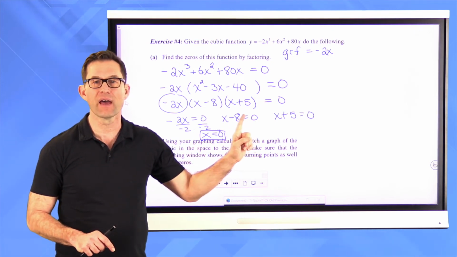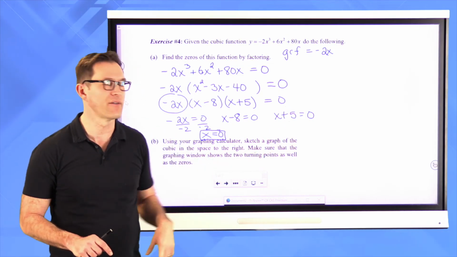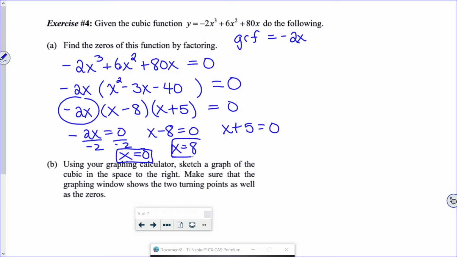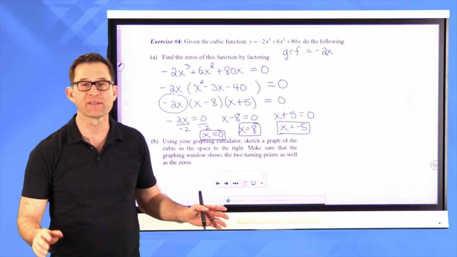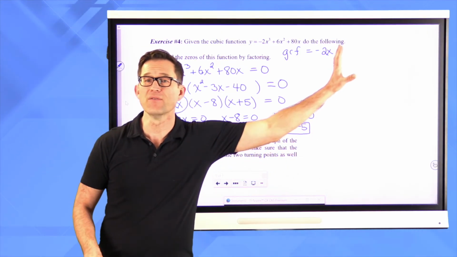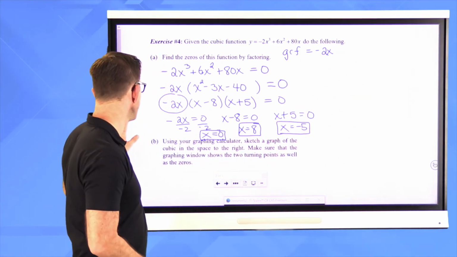Now here, we definitely have x equals 8, and here we definitely have x equals negative 5. So I'm going to write those down to save myself some room. Sorry, I should have given you a little more space on that one, or maybe given myself a little more space. Who knows? All right, so I've got these three zeros, x equals negative 5, x equals 0, and x equals 8. This time I haven't given you anything at all in terms of sketching.